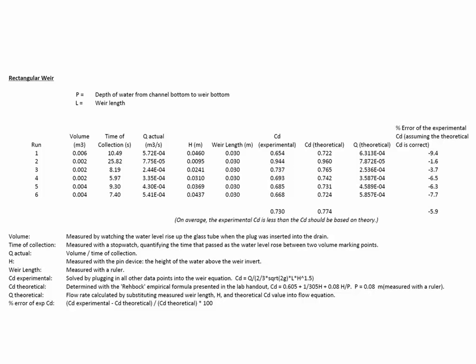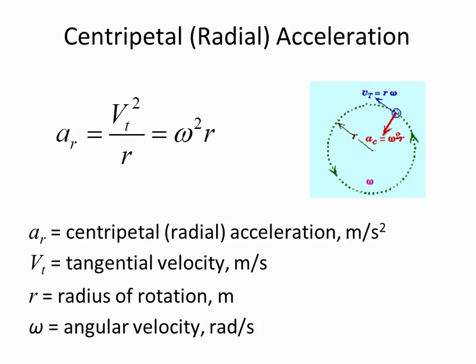So you can see here where I explain how to do percent error. It was the percent error of the experimental C sub D, assuming that the theoretical is correct. You always have to make some assumption about which of the two values is the right one if it's percent error.